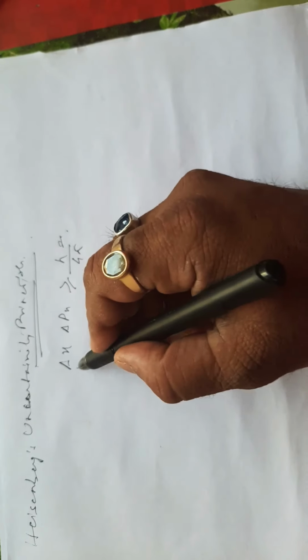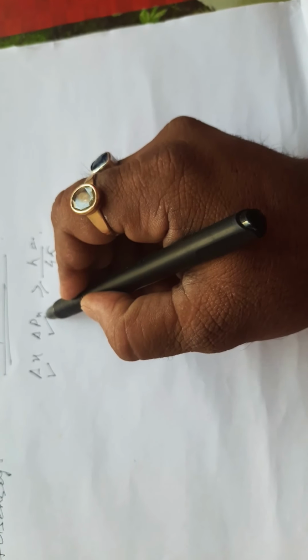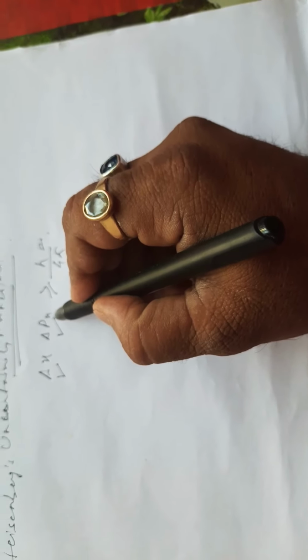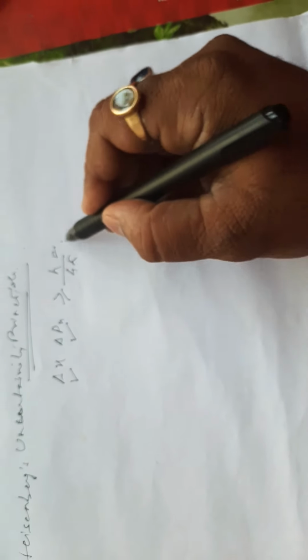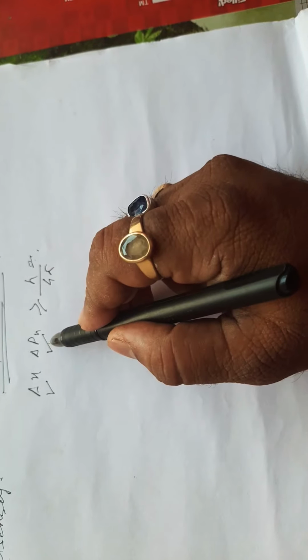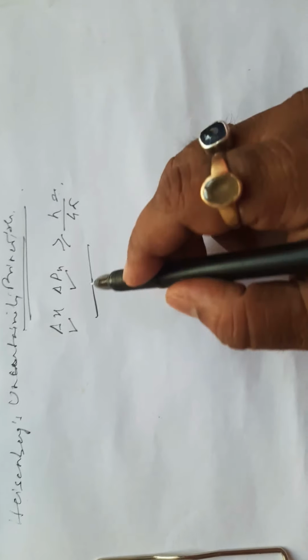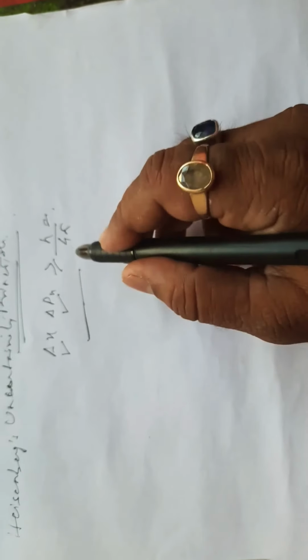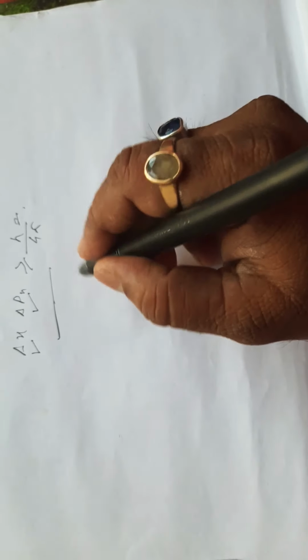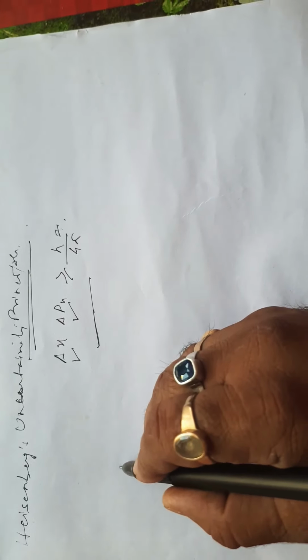The product of the uncertainty delta x in the position of a body and delta p_x in its component of momentum at the same instant is greater than or equal to h by 4 pi. If one component is measured exactly, the other will become completely uncertain, and vice versa. This can be realized by using a microscope.